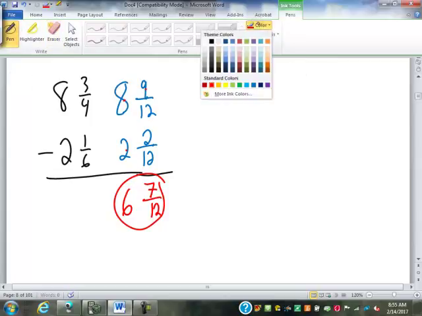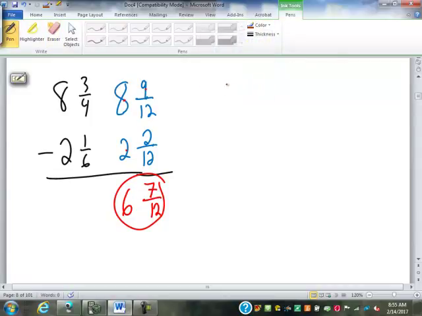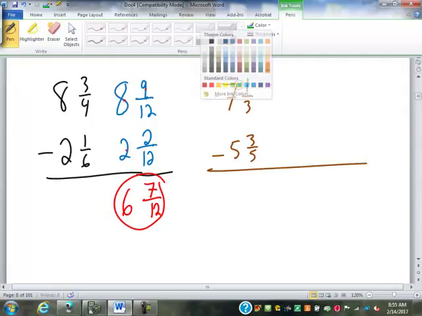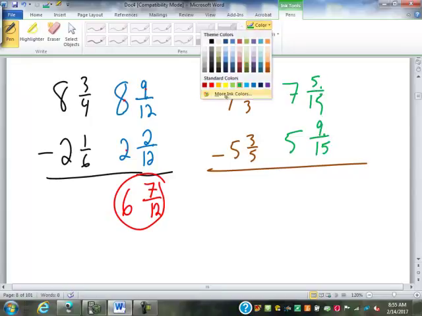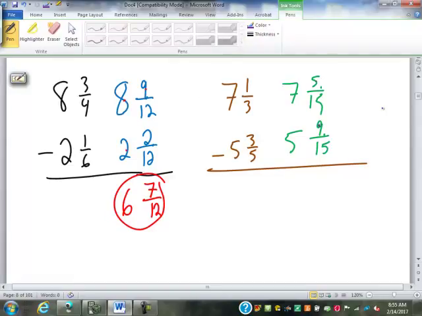Well, true to my form, it's not going to stay that simple. What's my common denominator going to be? 15. What's going to go here? 5, and here 9. We go to subtract. 5 minus 9 has an issue, doesn't it? Just like with any other subtraction, we can borrow. We borrow from this, and it becomes a 6. What's this going to become?